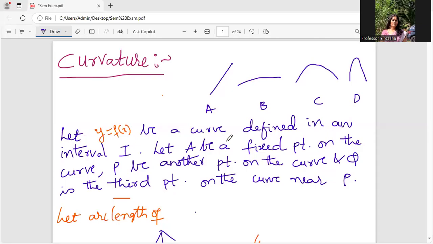Hello everyone. Today, the topic that I'm going to discuss is curvature. Actually, I have one small feeling about this topic. First thing is that many students are scared to attempt questions on this topic.